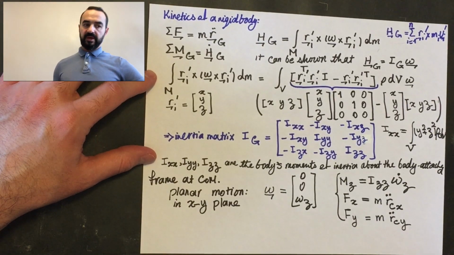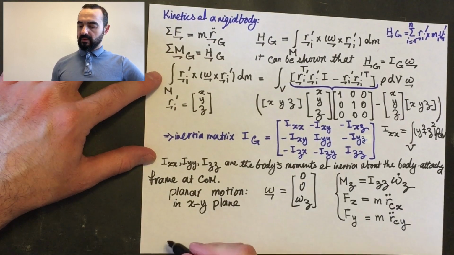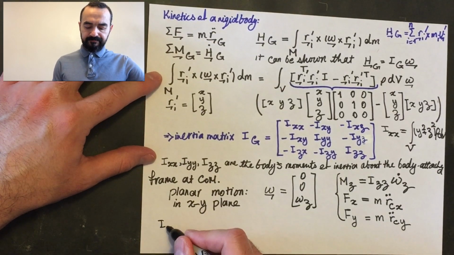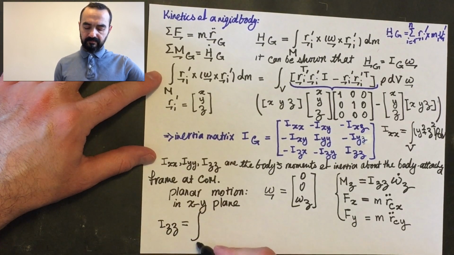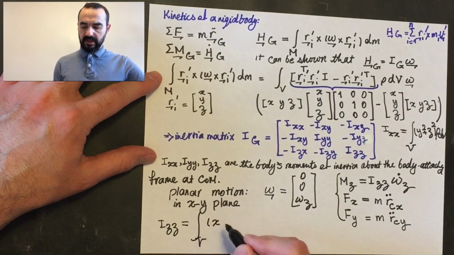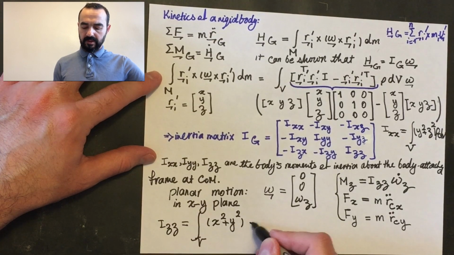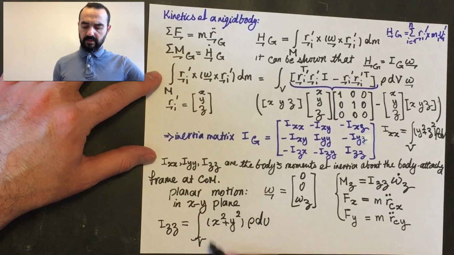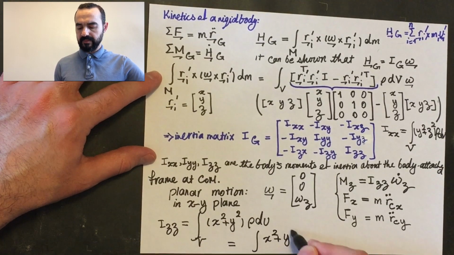All right, so one last thing here. If I'm in xy plane, my Izz is going to be, again, if you go back to this matrix, the integral of x squared plus y squared rho dV. Or you can replace this with dm and simply say the integral of x squared plus y squared over m dm.